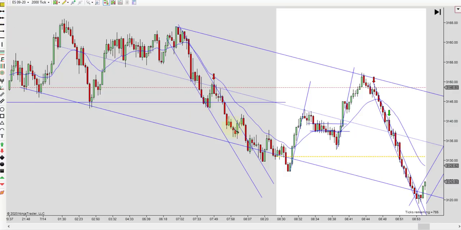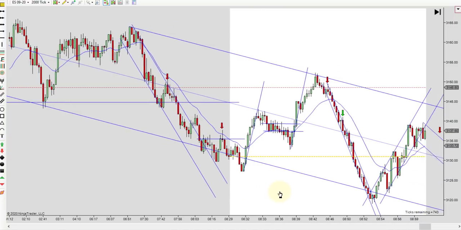If you saw this, draw your little resistance line across there, and notice that you made that high. You came back once, you came back twice. So you got a double test and you got a little failed break higher above those three matching highs right there. So you could take that trade. I didn't mark it, but you could take that trade.